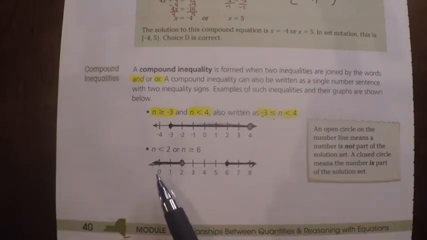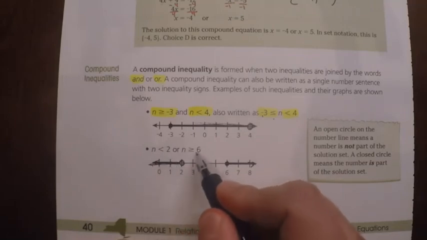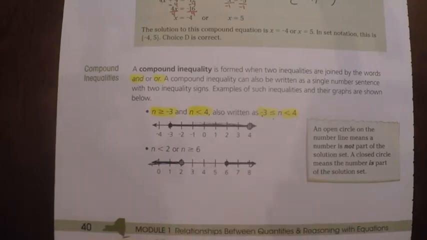Notice here how when we have our or, we have two different solution sets that are pointing out in two different directions. So if we were to pick a number, it wouldn't be true for both of them. It would only be true for one of them in this case here. So 1 is less than 2, but 1 is not greater than or equal to 6.